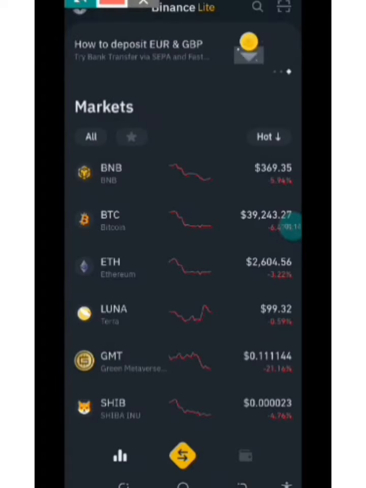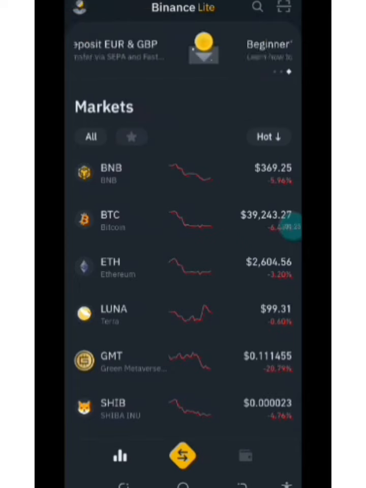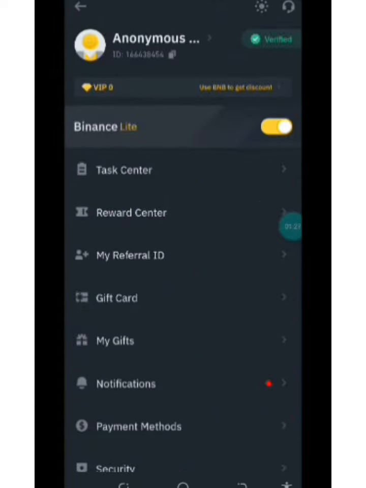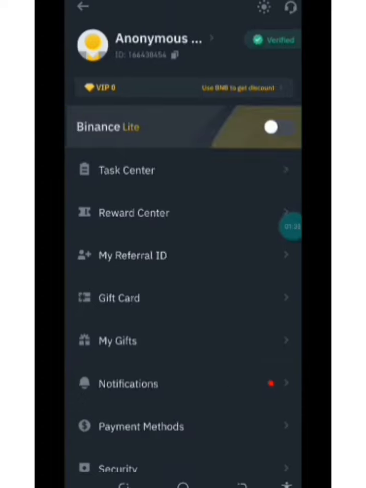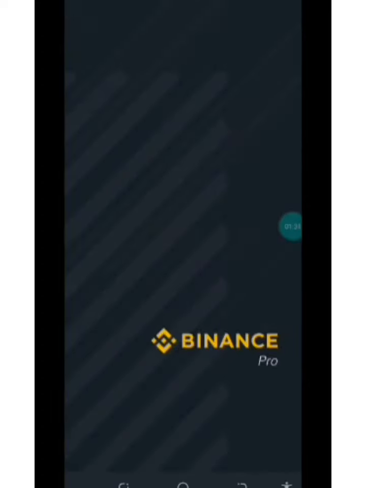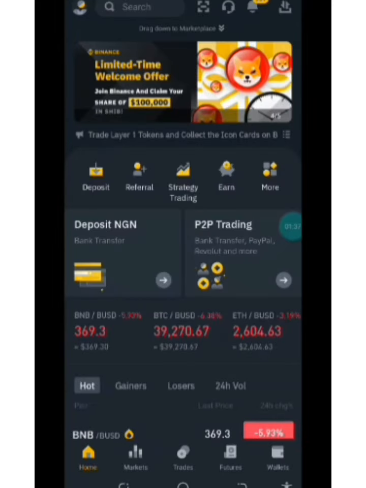So how do you make it show in the normal way? When you are done opening, after seeing it this way, you're going to go to this top corner. You see this avatar, this head avatar. Click on it. Currently, your Binance app is in light mode, so you have to switch off the light mode. So you switch it off, then you allow it to load. So this is the Binance interface.